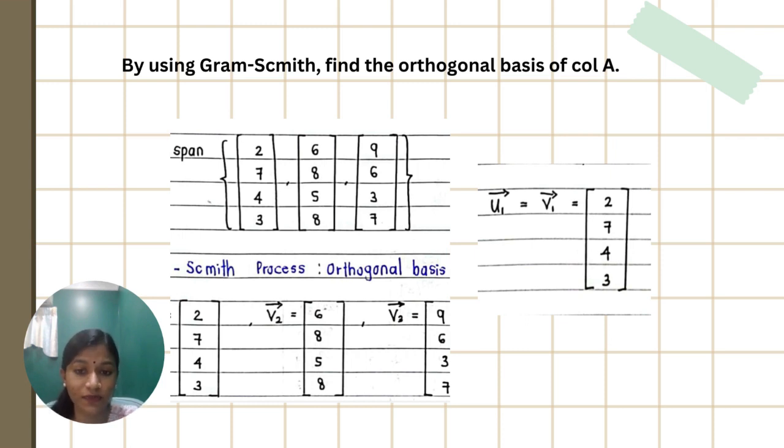As you can see, we are given the span matrix, which is 2, 7, 4, 3, 6, 8, 5, 8, and 9, 6, 3, 7. First, we are going to classify the given matrix into V1, V2, and V3 as follows. Then we are going to find U1. U1 is equal to V1, which is 2, 7, 4, 3.